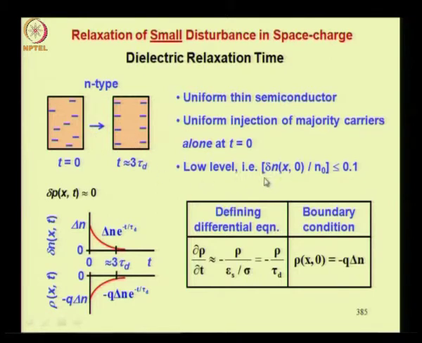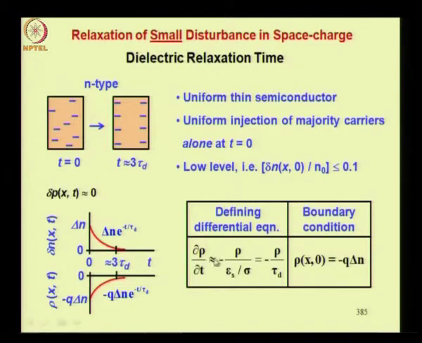So we assumed low level conditions. Under these conditions the decay of excess electron concentration is exponential and the time constant here is called the dielectric relaxation time. The space charge associated with the electrons also decays exponentially. Now the holes are not involved here because we did not consider any injection of holes, otherwise we would not have had a space charge. So only if you inject only one type of carrier then you can have space charge, and in this case we are injecting majority carriers.